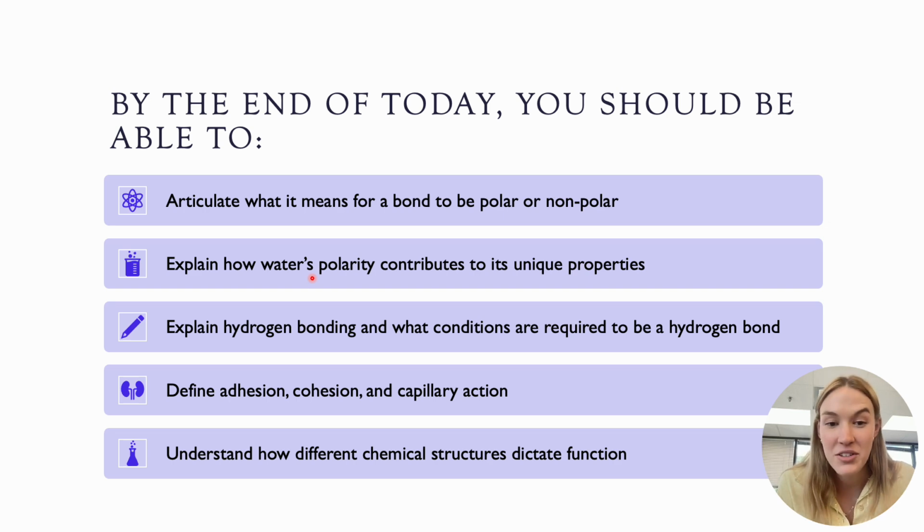I also need you to understand how water's polarity contributes to its unique properties. So when we start talking about adhesion, cohesion, specific heat and surface tension, you'll see a little bit more of that in AP Classroom, not so much in this PowerPoint. You need to be able to understand hydrogen bonding. What caused that? What is it actually at the subatomic level that was causing that, right? What are the conditions required for a hydrogen bond? We need to be able to define adhesion, cohesion, and capillary action.